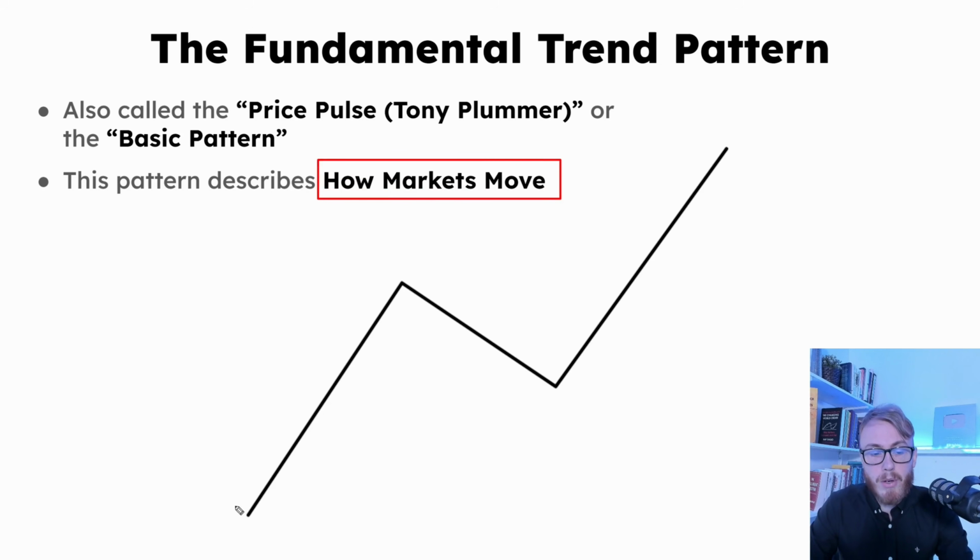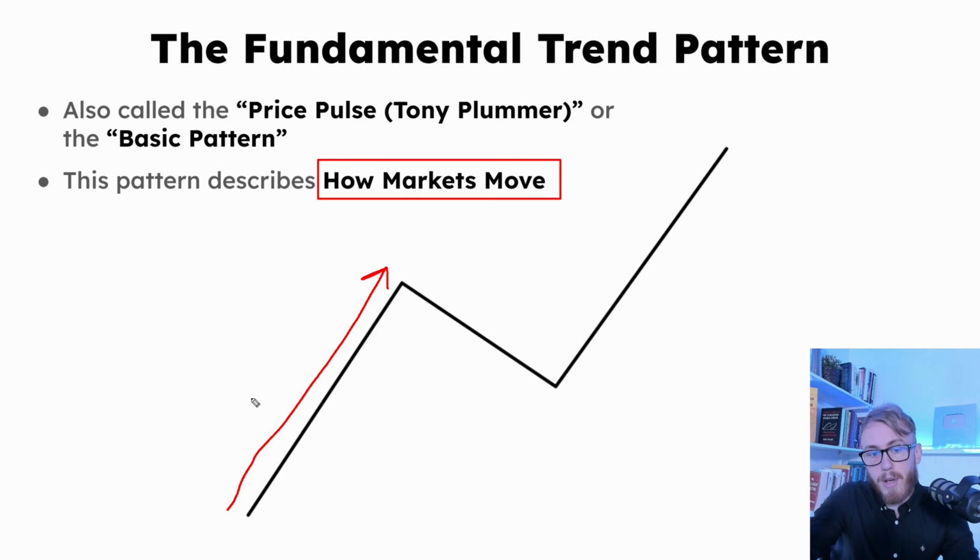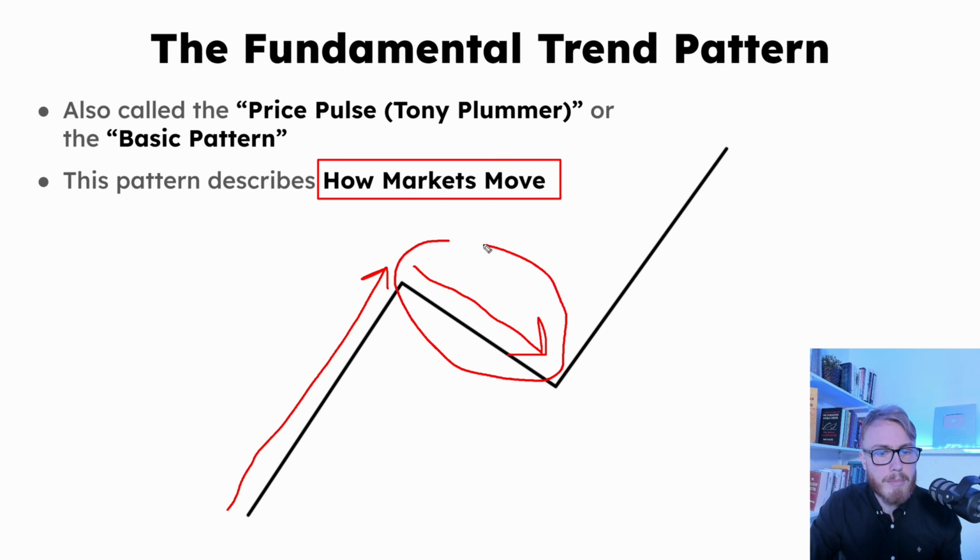In very simple terms, markets tend to move like this. We have, first of all, a strong move, either up or down. In this case, we have a move towards the upside, but the opposite is of course true for the downtrend. The bearish fundamental trend pattern looks something like this. But first of all, we have a strong move in one direction. After this move, we have a move in the other direction that is many times not as strong. This is basically like a period where the market cools down a bit before the next strong move in the same direction as the first strong move.